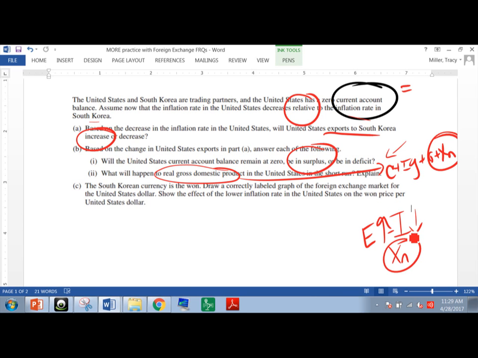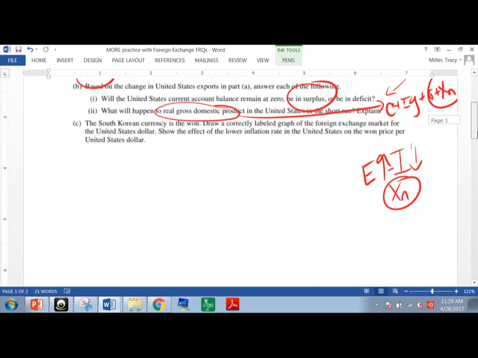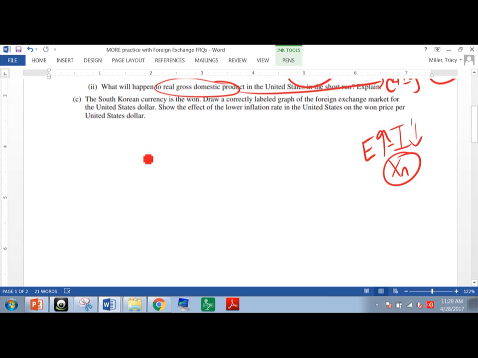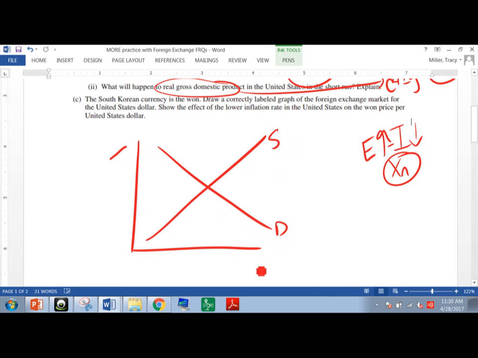Lastly, it says the South Korean currency is the won. Draw a correctly labeled graph of the foreign exchange market for the US dollar. Show the effect of the lower inflation rate in the United States on the won price per US dollar. So practice drawing your graphs. The biggest rule of thumb that I can ever give you guys about these graphs is to watch what goes over here on the left, on the y-axis. So we've got the quantity of the US dollar. We know the symbol for the US dollar, so let's just use it. If we didn't, we could have just written something like US dollar.